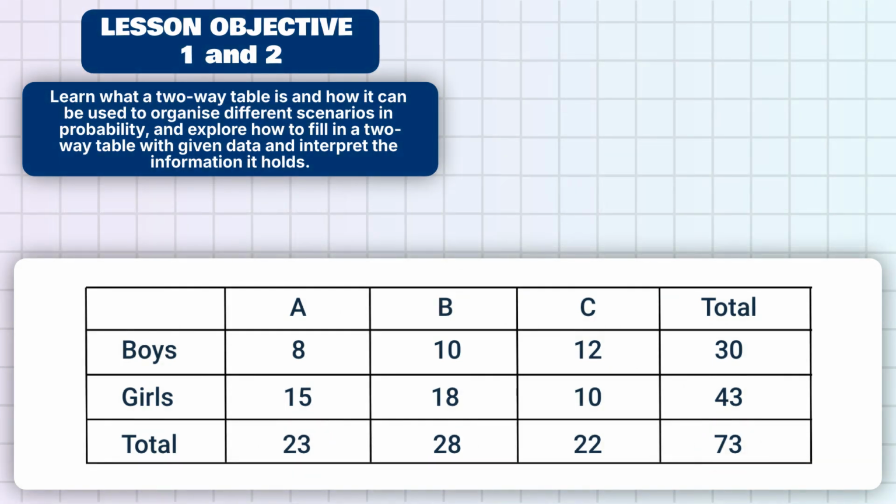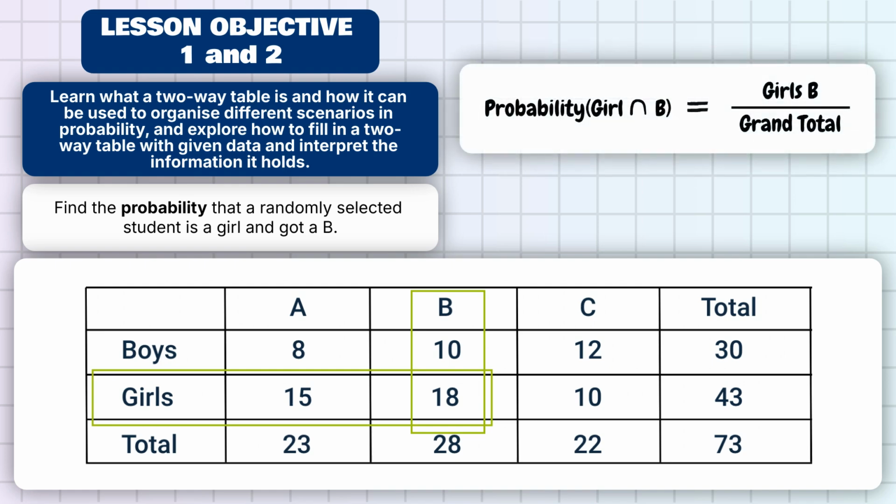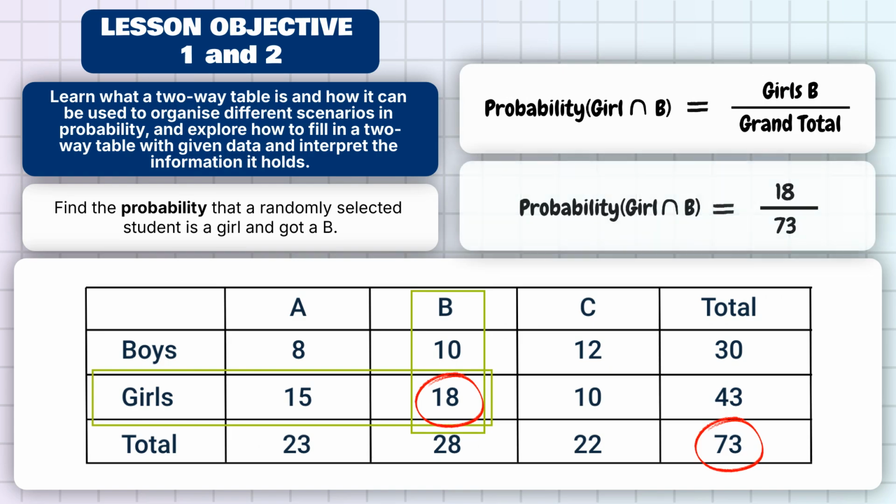Similarly, if we want to find the probability that a randomly selected student is a girl and got a B, we look at the intersection of the girls row and the B column. Probability of girl and B is girls B divided by grand total, which equals 18 over 73.